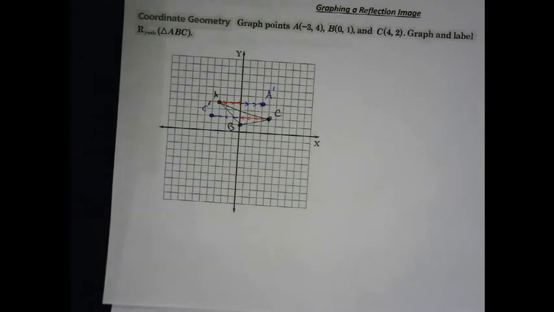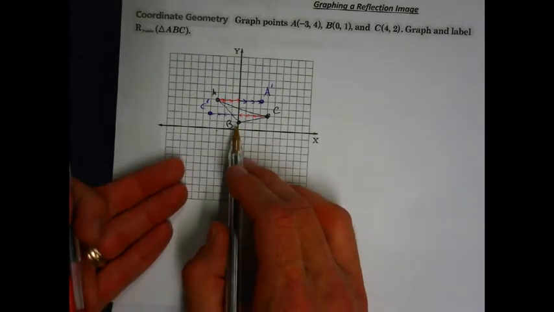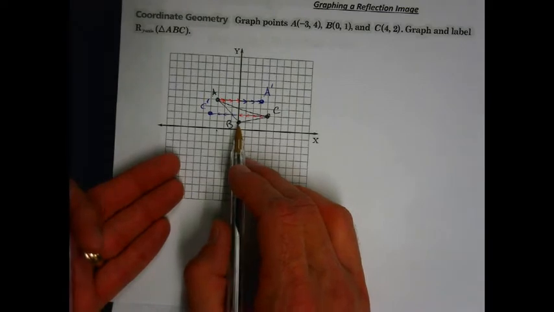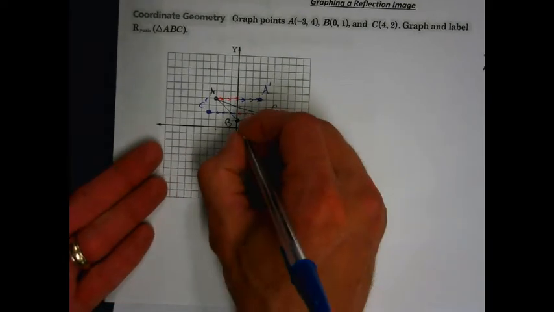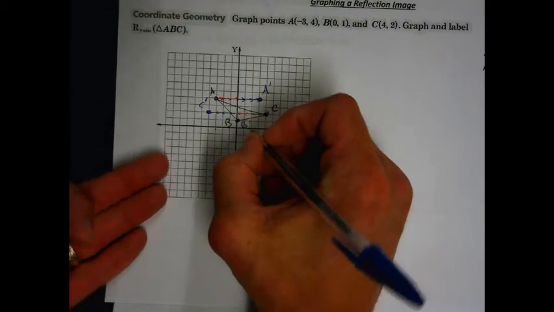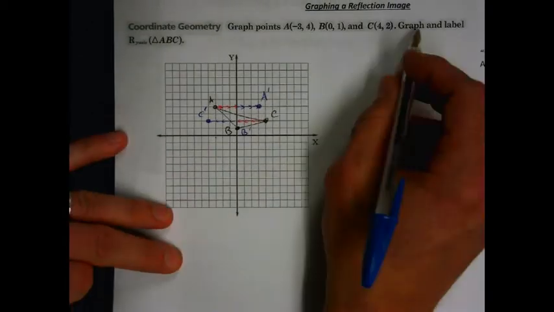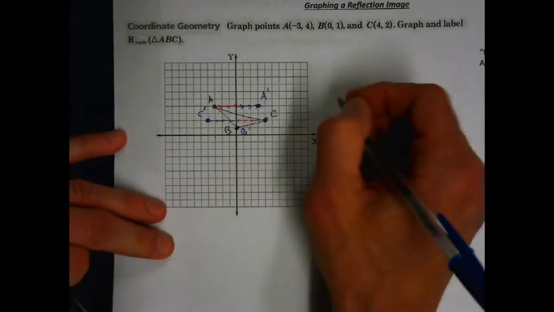Right? And then where is the B? The B is on the line of reflection. So guess what? B is also B prime. There it is. Okay? So there it is. And now what we're going to have to do is graph and label that new triangle.